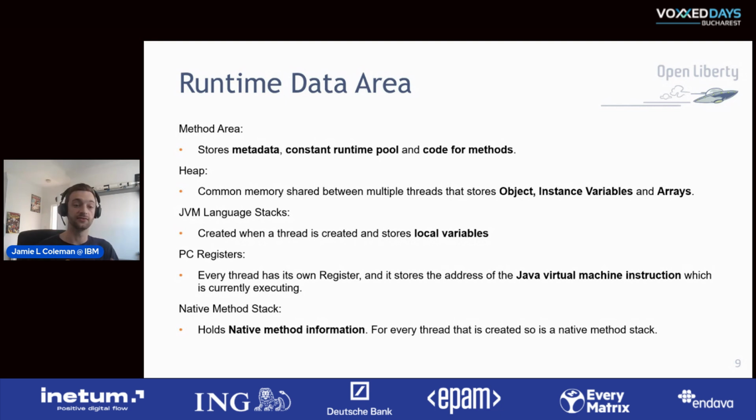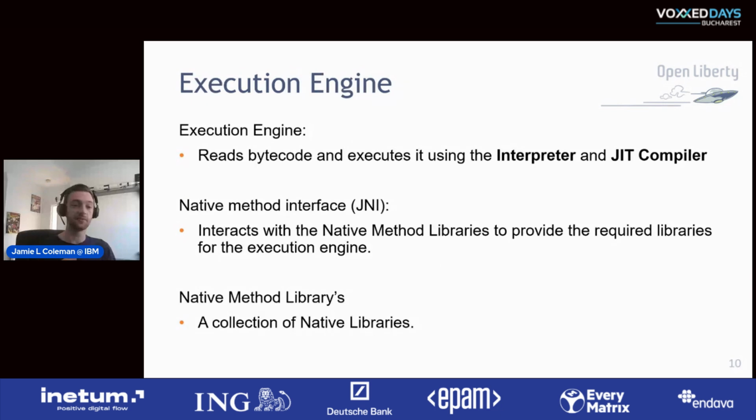and stores local variables. The PC register, and every time a thread is created, it has its own register, and this stores the address of the Java virtual machine instruction which is currently executing. And then finally, the native method stack holds. So onto the execution side, bytecode and executes it using the interpreter and the JIT compiler.